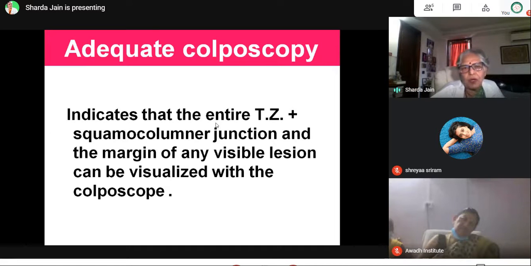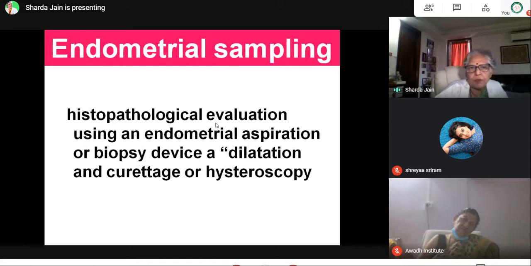What do you mean by adequate colposcopy? Adequate colposcopy, you should be able to look at the cervix, the whole of the transformation zone, all around it, and part of it should not be left behind. And then if you are examining both the squamocolumnar junctions and the transformation zone, then only you say that it is a satisfactory or adequate colposcopy.